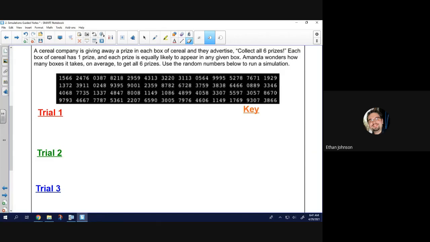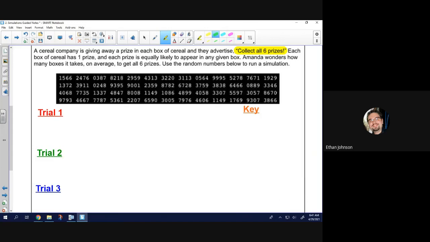Now it says use the random numbers below to run a simulation, but having a set of numbers can be more challenging. Because if we skim through the numbers, we have zeros, we have 7, 8, 9. But according to the problem, we only care about the 6 prizes. We don't care about 0, 7, 8, 9. So because of that, I'm going to completely ignore the set of numbers and use our calculator.